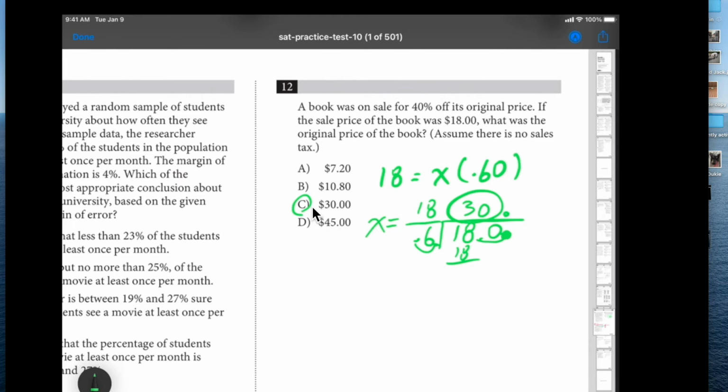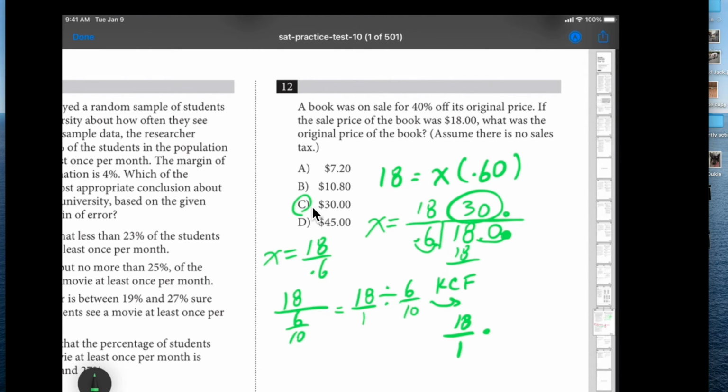If you like fractions, which I do, and you have x equals 18 divided by 0.6, you can rewrite 0.6 as 6/10. So you have 18 over 6/10. That's the same thing as saying 18 divided by 6/10. I'm going to change that to 18 over 1. I'm going to use keep change flip. I love it. Keep 18 the same. You change division to multiplication, and you flip the second fraction. 18 and 6 cancel, and you get 30 as your final.